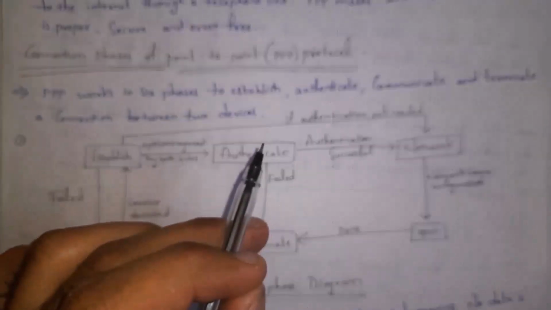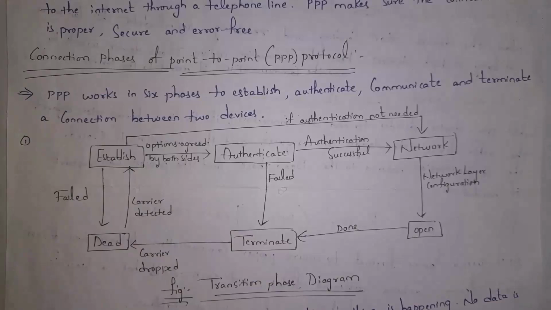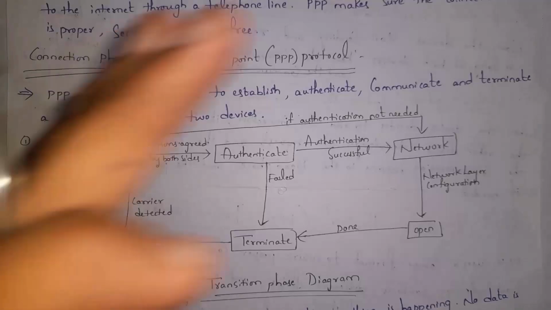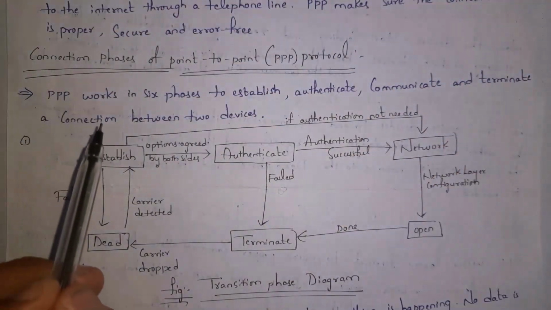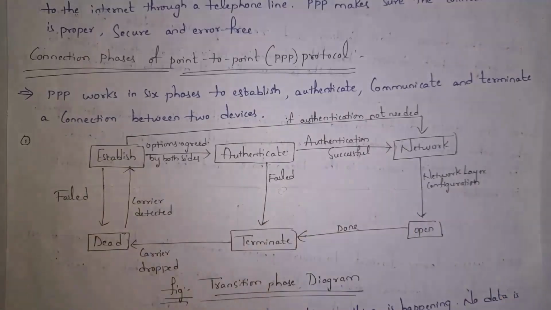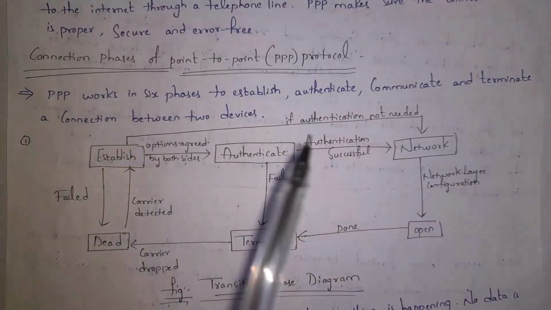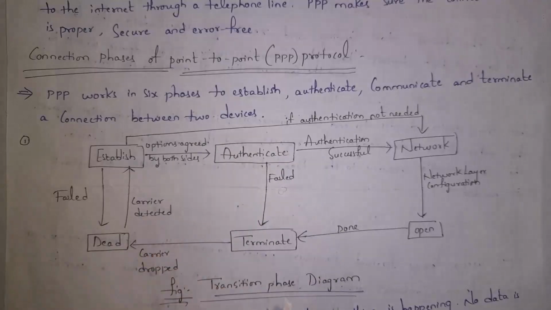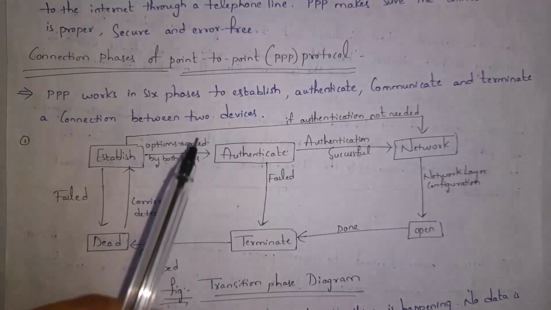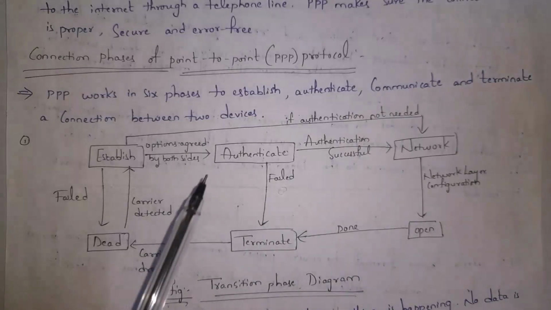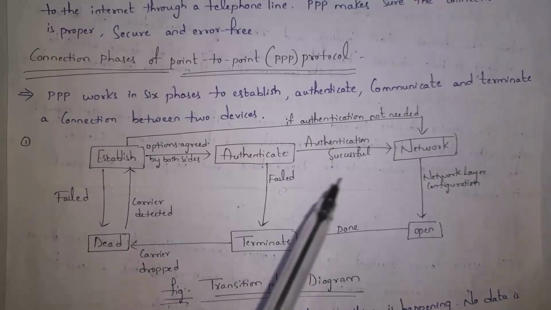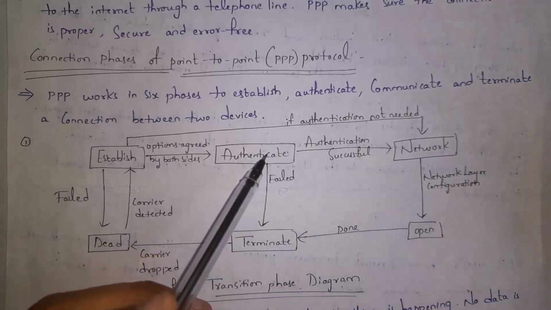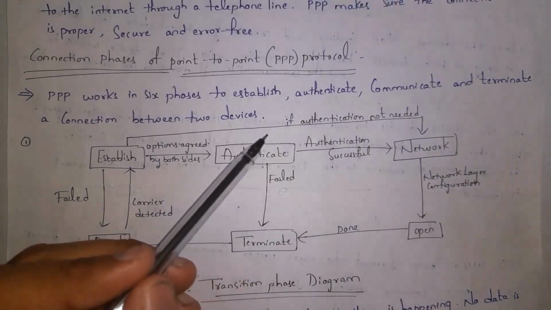Thus, authentication phase is not a mandatory phase. If devices want to verify each other, they will send passwords, and some other devices will communicate with each other directly without any passwords. If devices don't want to verify each other, directly they will go to network phase, and if devices want to verify each other, they will go to authentication phase. In authentication phase, they will verify the password. If there is a password match, so authentication is successful, they will go to network phase. And if authentication fails, computers cannot communicate with each other, so directly they will move to terminate phase.